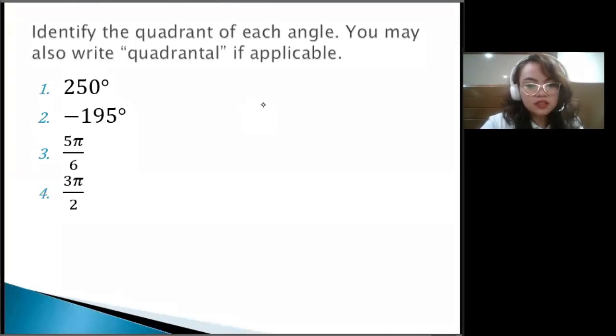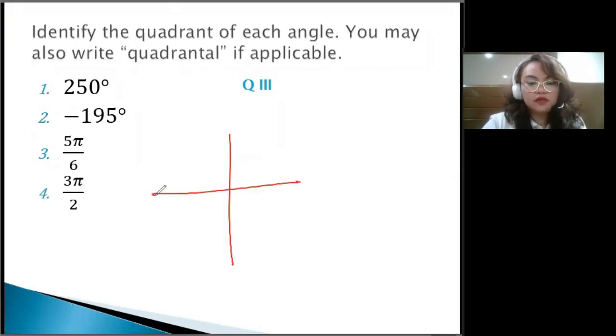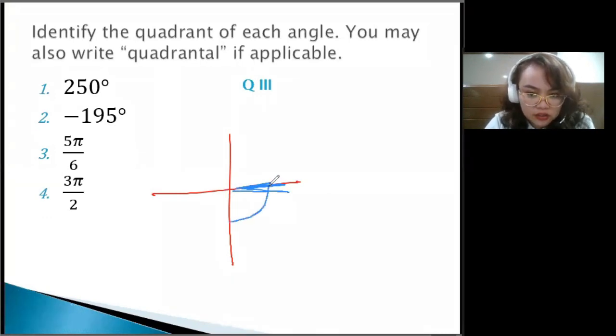What quadrant is this? John Paulo. Very good. Check your own paper. Next, item number 2. Negative 195. Let's draw it. Wala pa nakakakuha ng tamang sagot. This is the initial side. Negative 195. Michaela, correct. Very good. We go down. Pababa muna.